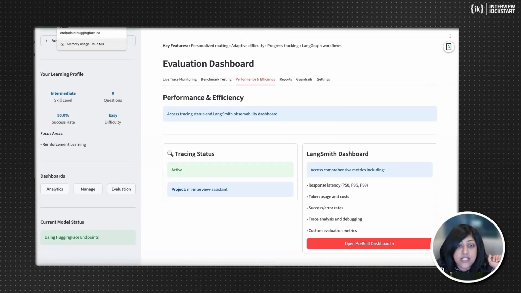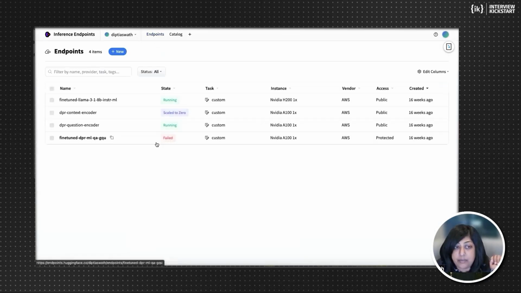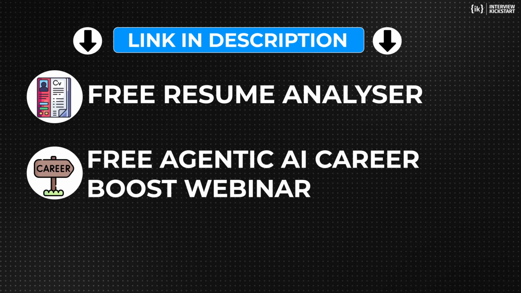Okay, so I'll just stop this. By the way, these are my inference endpoints. These are hosted on Hugging Face inference endpoints. I have about three foundational models that have been fine-tuned, the two DPR models and one Llama model for the generation itself. Okay, this is the end of the demo session.